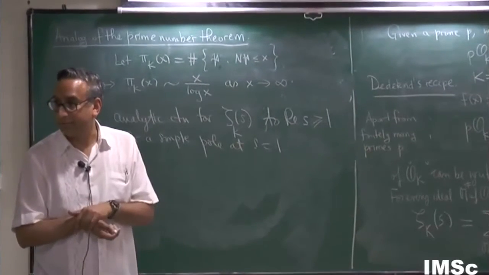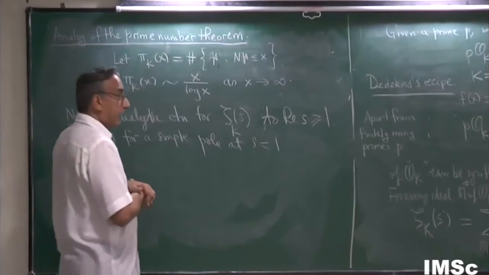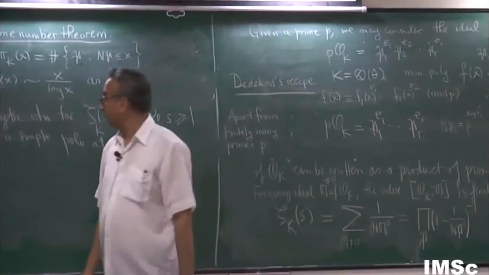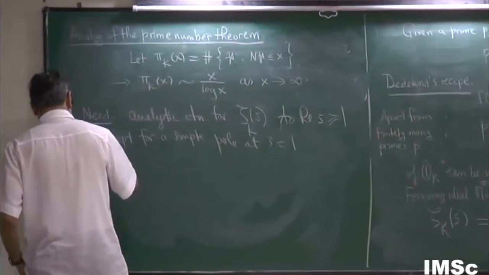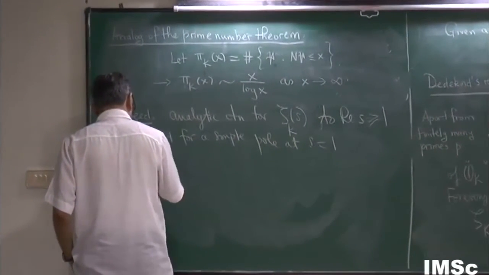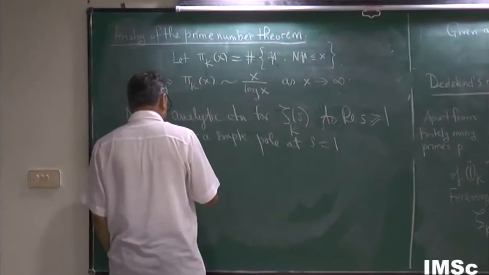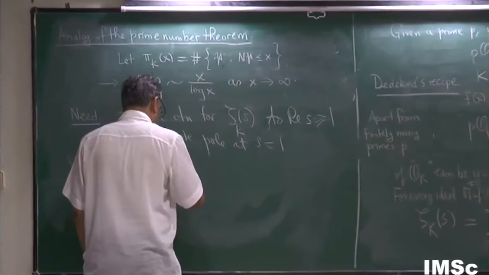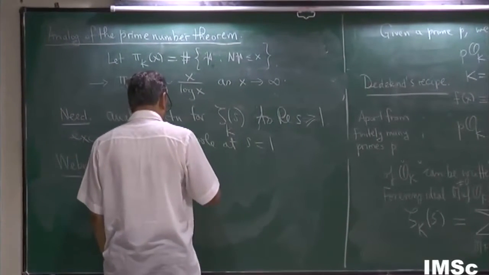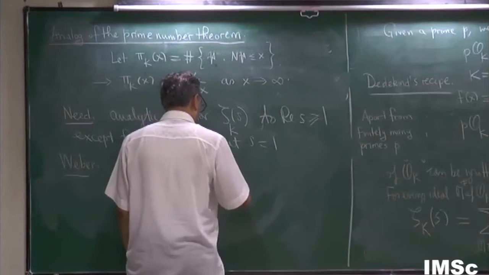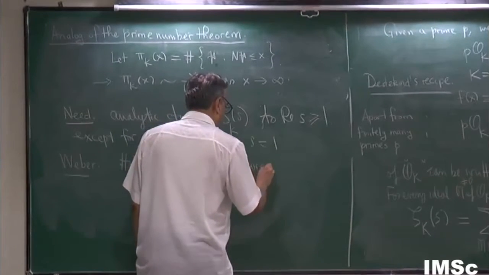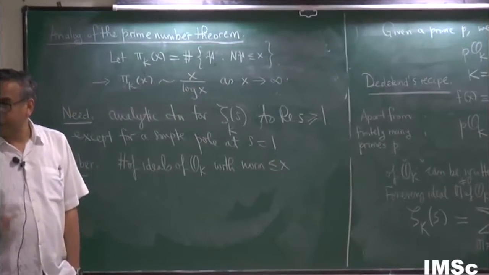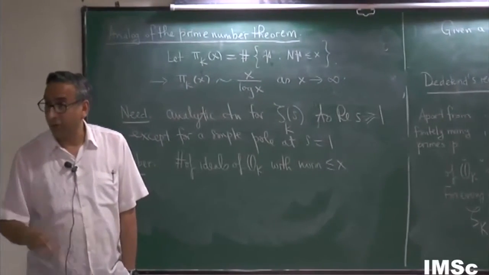He solved it. What he did was he actually counted the number of integral ideals up to x. So Weber counted the number of ideals with norm less than or equal to x. It turns out to be a lattice point counting problem. Not trivial, but once you formulate it as a lattice point problem.